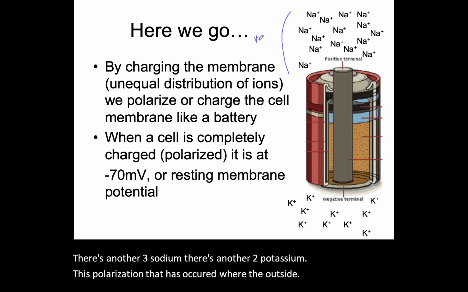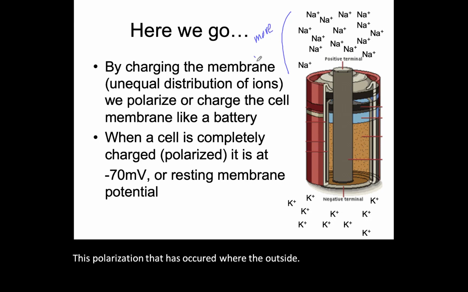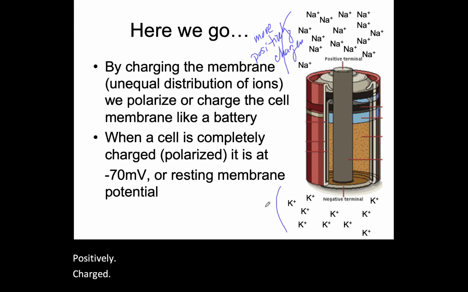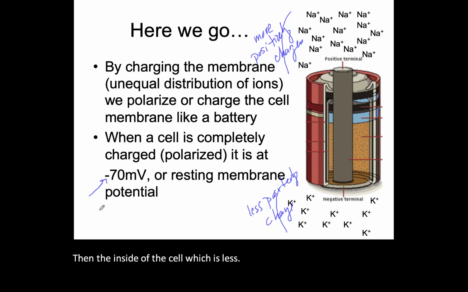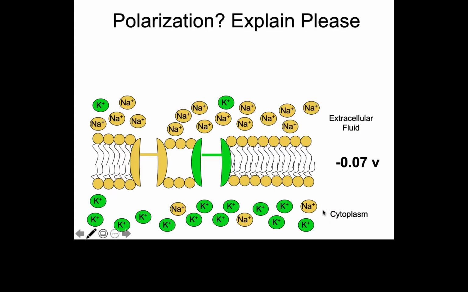of our cell membrane is more positively charged than the inside of the cell, which is less positively charged. And in fact, that's what the negative is referring to. The negative tells us where there is more positive charge. That negative says that the outside of the cell membrane is more positively charged than the inside of the cell membrane. All right? So let's kind of look at this in the context of a cell membrane.